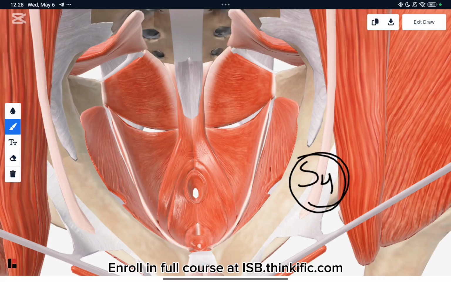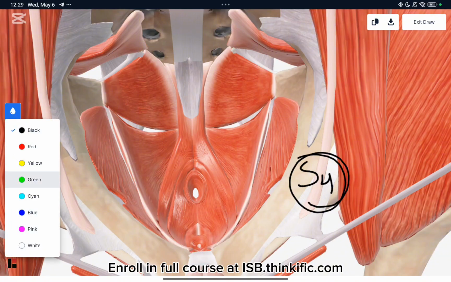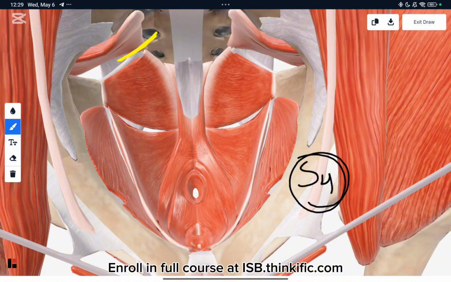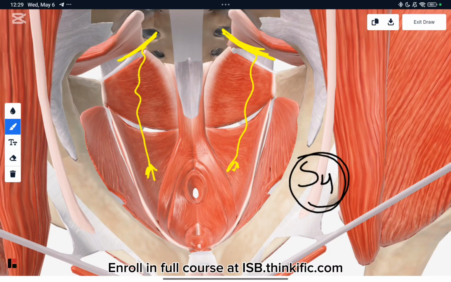It's a nerve on its own that just comes out from the anterior ramus of S4. I will draw the nerve here. This is the fourth sacral nerve, anterior ramus. There's just a little nerve which comes down from S4 and supplies the levator ani muscle, okay? Now this nerve is simply called nerve to levator ani, and it is from S4.